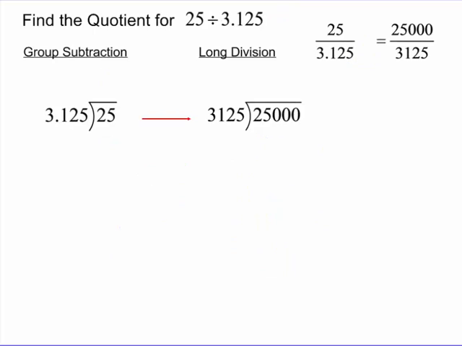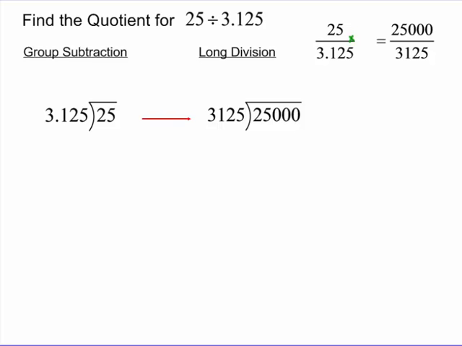So let's put that into practice with something a little bit larger. So 25 divided by 3.125, or 3 and 125 thousandths. So again, I could do this from a group subtraction method, but you can start to see how with these big decimals, group subtraction probably isn't going to be that friendly to us. So I could try it, but what I'm going to do is focus my time over here on the long division, and I'm going to try and move my decimal place over 3 spots.